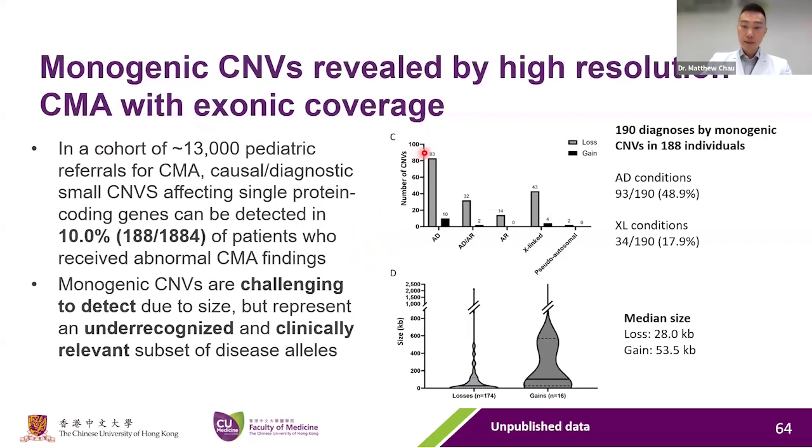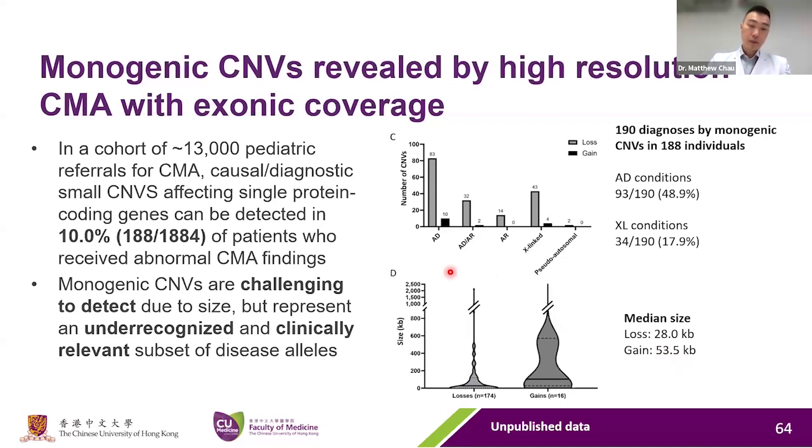So over here, you can see the 100 molecular findings in 180 individuals. They're spread across different diseases, mostly about half in autosomal dominant diseases, about 20% in X-linked conditions. And then this shows the distribution of their sizes. The median size of a loss is only 28 kilobases, and the gain is a little bit larger at 53 kilobases.